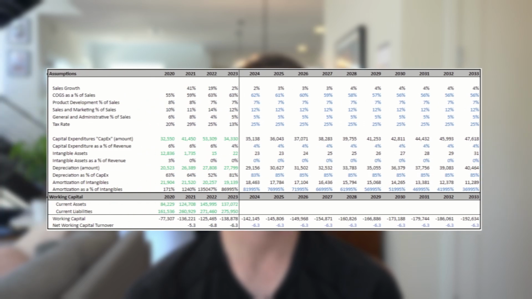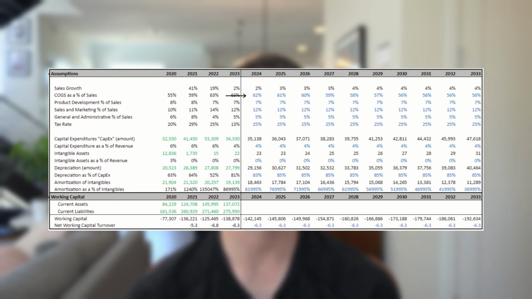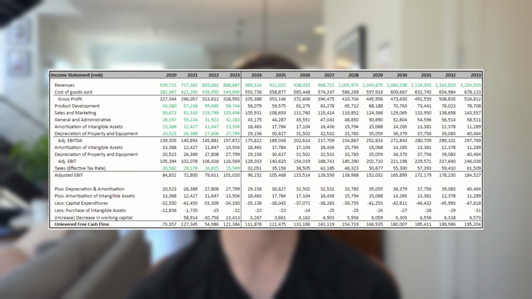Next, I've made slight improvements to COGS to align closer to their historicals in 2022, around 55%. Sales and marketing, I've left in line with historical levels, around 12%. General and administrative, I've also left in line with historicals, around 5% of revenue. With all of this, we get revenues going from 868 billion yuan to 1.2 trillion yuan in a decade. So about a 50% increase in total revenues. At the same time, free cash flow goes from 121 billion yuan to 200 billion yuan, almost doubling in a decade.